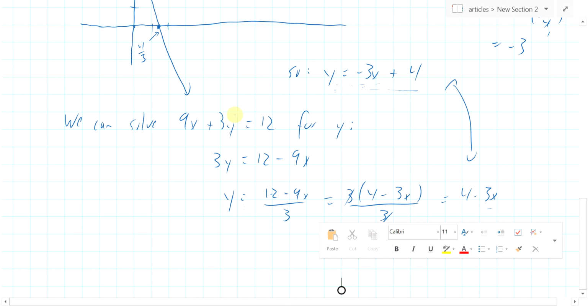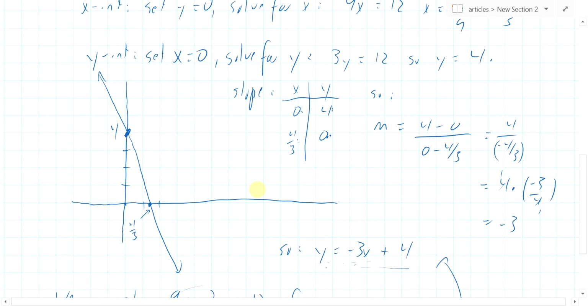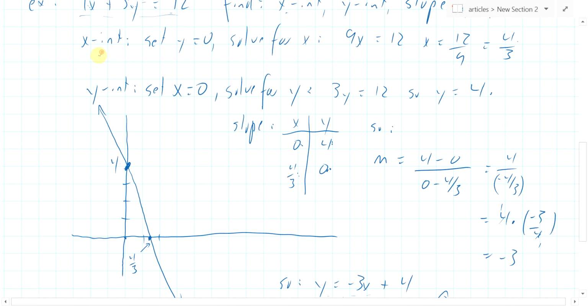Okay, so if you have something in standard form, that's this, really, if you want to graph it, the easiest thing to do is take the x-intercept, take the y-intercept, and graph it. And then once you have those two, it's actually pretty easy to find the slope of the line, because they're just these 2 points.